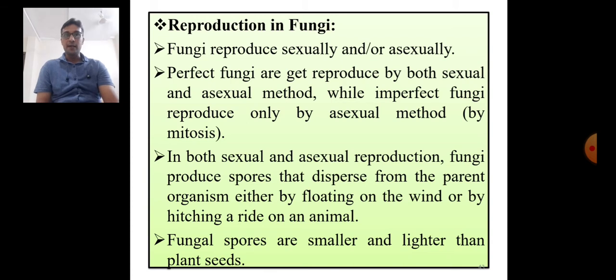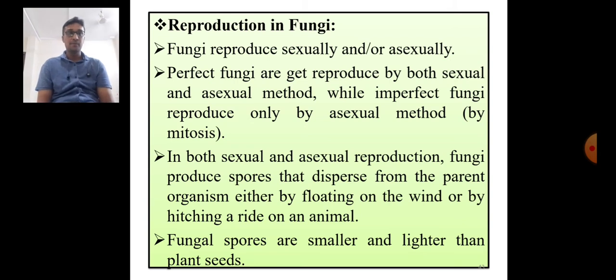Okay, second point. Perfect fungi are generally reproduced by both sexual and asexual methods, while the imperfect fungi basically reproduce only by a single method, that is the asexual method.